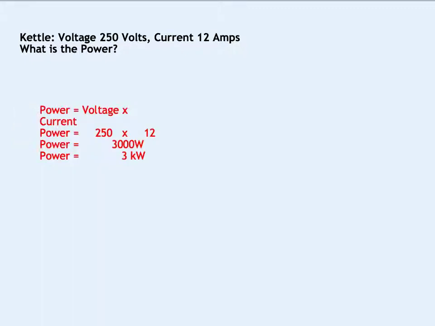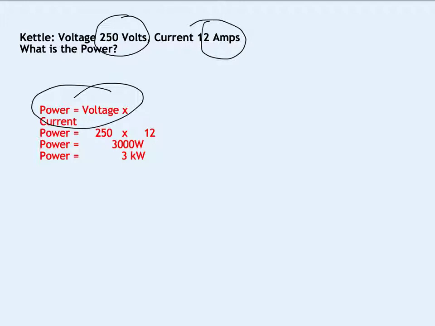Okay, so the first thing that you need to do is write down the equation. And the equation is this here: power is voltage times current. So all you need to do is look up those values. The voltage is 250 volts, the current is 12 amps, and you multiply them together. 250 times 12 gives you 3,000 watts.